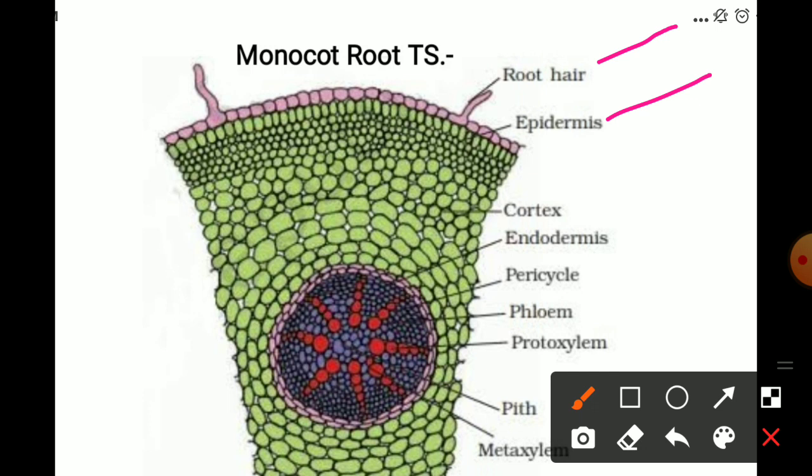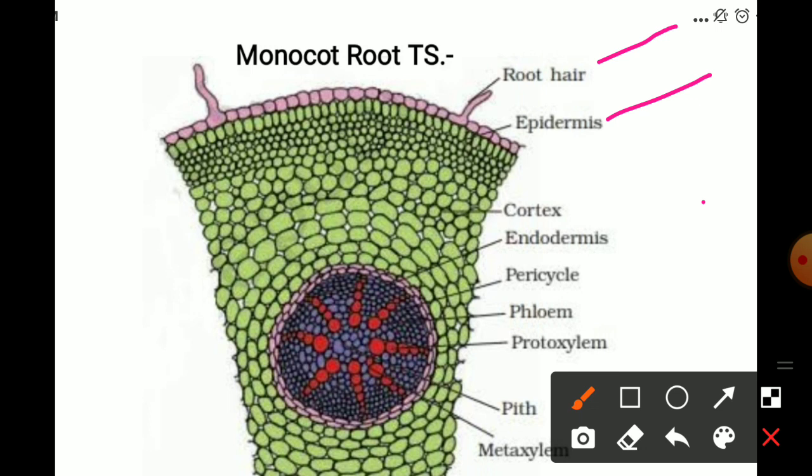So, this is the epidermis, which is made up of barrel shaped cells. The cells are compactly placed, and such a compact uniseriate layer of cells composes the protective skin of the root. It shows no cuticle. There is no cuticle as there is in the stem. The root epidermis shows no cuticle. So this is all about the epiblema or epidermis, the piliferous layer with the root hairs having an absorptive function.